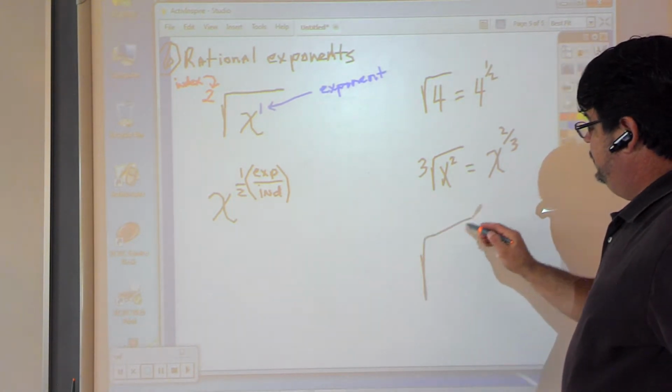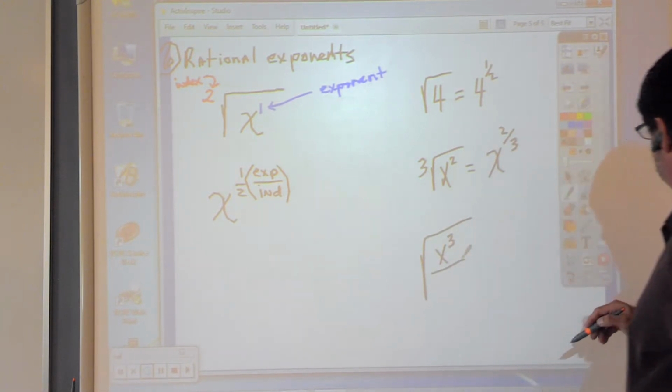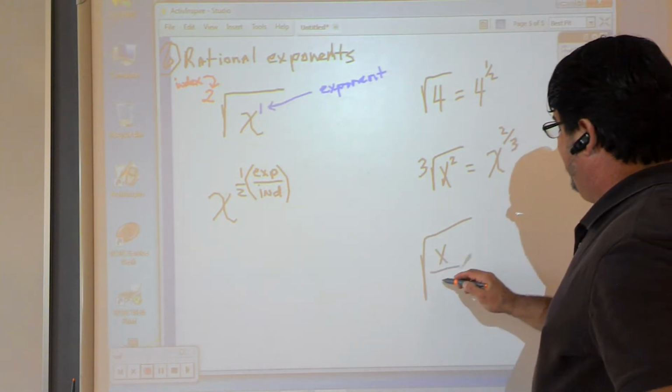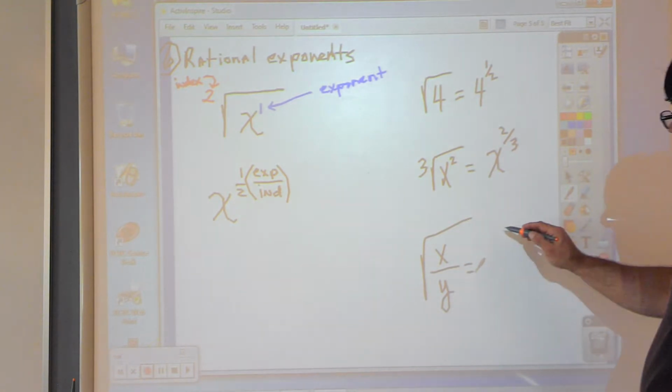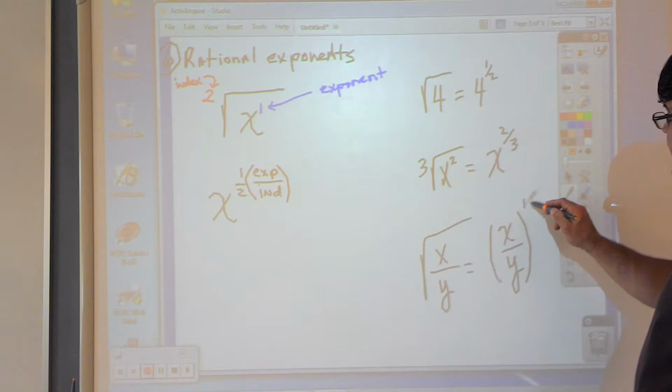The square root of x to the third. The square root of x over y is equal to x over y to the 1/2 power.